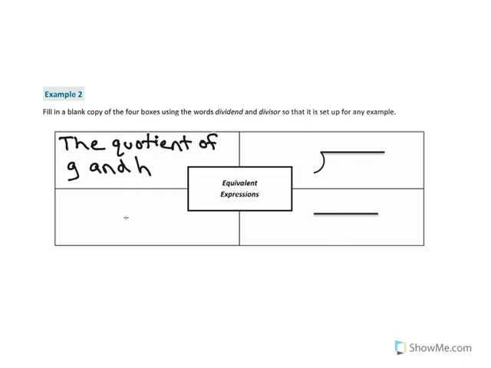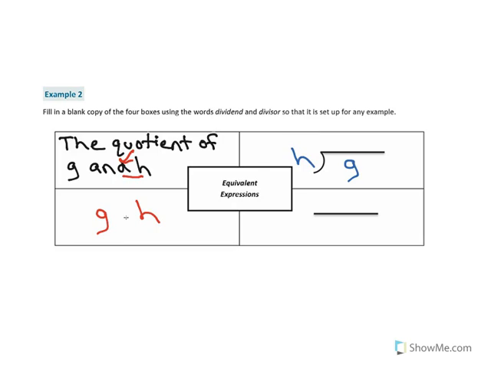Our next problem starts with the words already given to us, the quotient of G and H. And we learned from the previous lesson that when we have the word quotient, we want to connect that with the word and. So that G is our dividend and H is our divisor because it came after the and. And so that's where that goes. If we then scoot over to our division sign, we can put in our dividend on the inside. Our dividend here is our G, and our divisor goes on the outside.